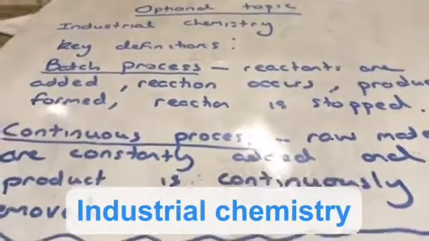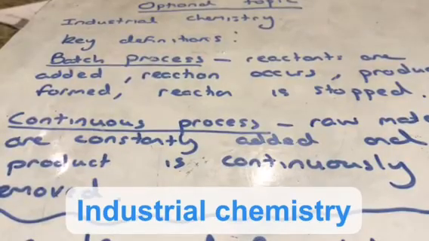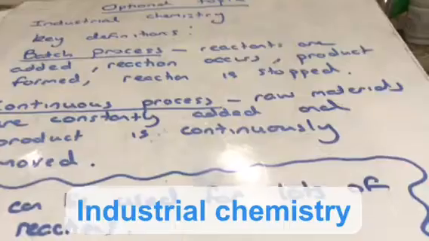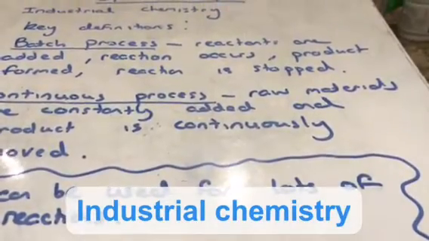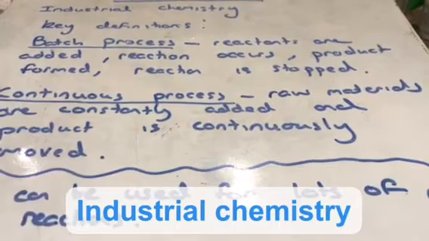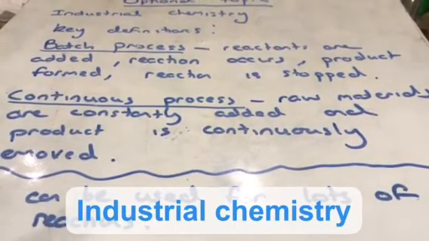Now this is similar to what we do in biology if you do biology with me. You've got two types of processes, batch processes and continuous processes. So a batch process, girls, is where reactants are added, the reaction occurs, product is formed and the reaction is stopped. And that's really suitable for small scale processes.